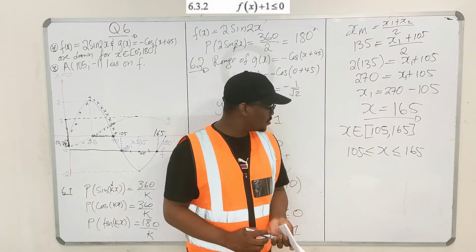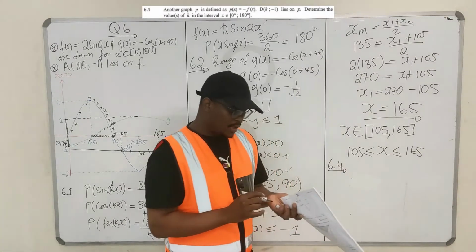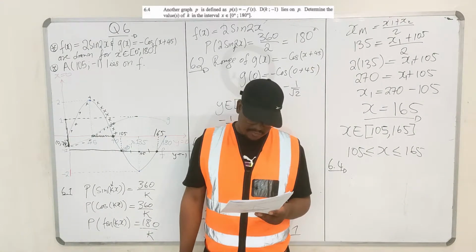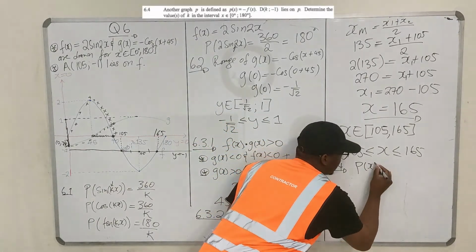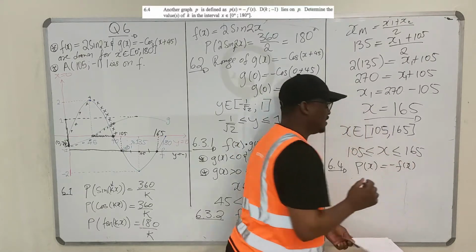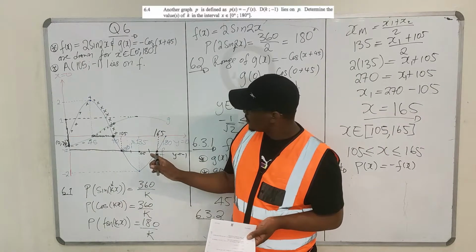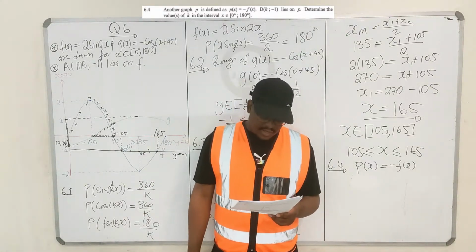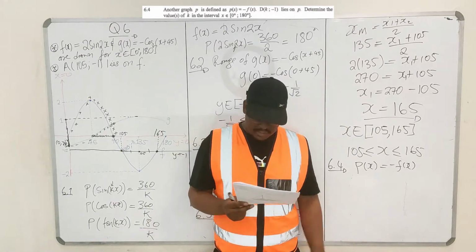Now we move on to 6.4. What are they saying in 6.4? They're saying another graph P is defined. So you have another function P of x defined as minus f of x, right? It's a negative of f, which is this one here. No problem. So another function P is defined as P of x is equal to negative f of x.